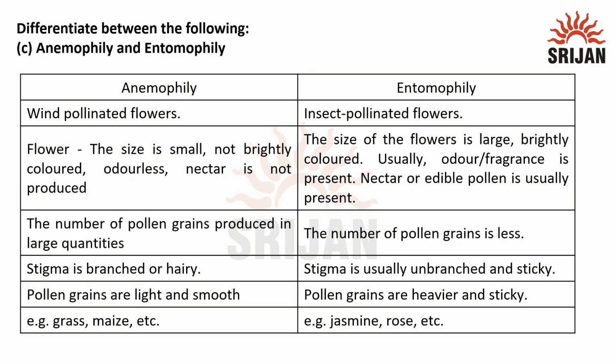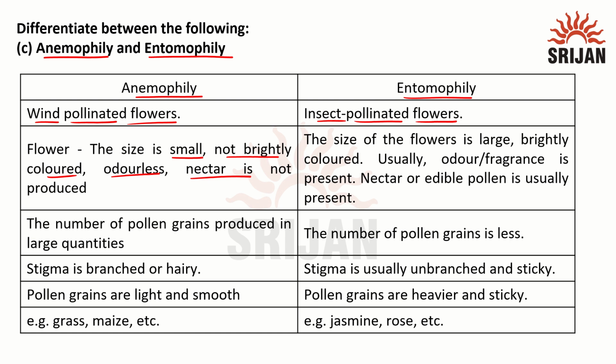Next difference is between an anemophilous plant and an entomophilous plant. Anemophily refers to wind pollinated flowers. Entomophily refers to insect pollinated flowers. Now in anemophilous, flower size should be small, not brightly colored. It can be odorless, nectarless also, since it is wind pollinated.